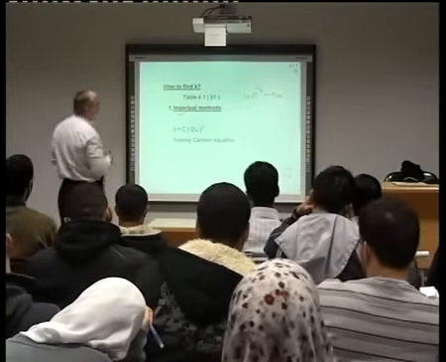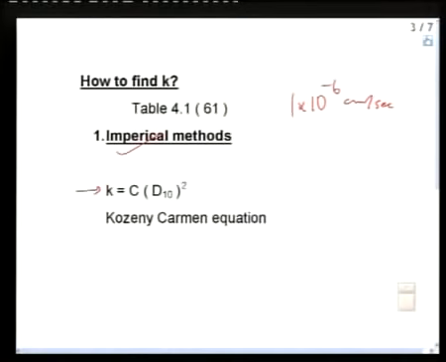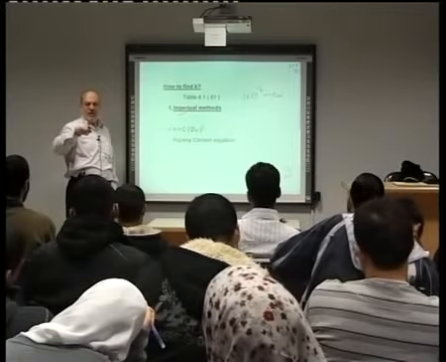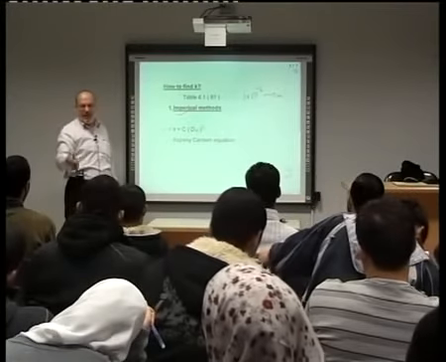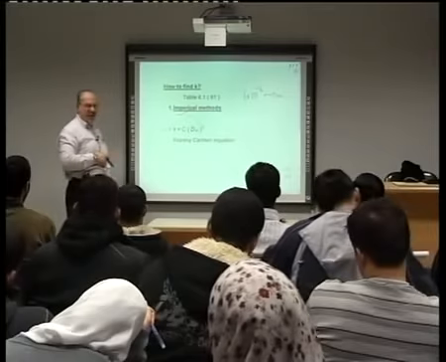There are several empirical methods. One of them is written in your book, is this one. K equals C multiplied by D10 squared. What is D10? Good. Remember, I told you to put it down and write it and remember it. Effective grain size, the diameter at which 10% of the sample will pass in the sieve analysis. Okay? D10, effective grain size.